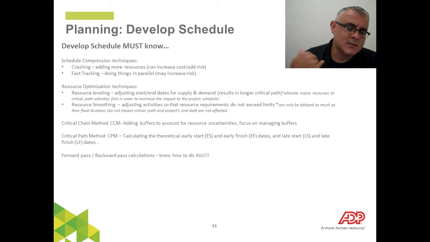So let's go up to resource optimization techniques. Resource leveling and resource smoothing. Those are some key definitions that you really need to look at. I advise two things. Check your PMI lexicon, which is your dictionary of all these project management terms. Read that and apply some focus to that while you're reading the PMBOK guide, because those are important techniques that can be used. You just need to know the difference between them.